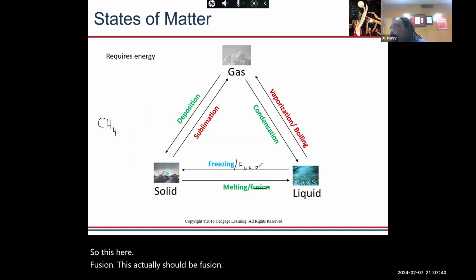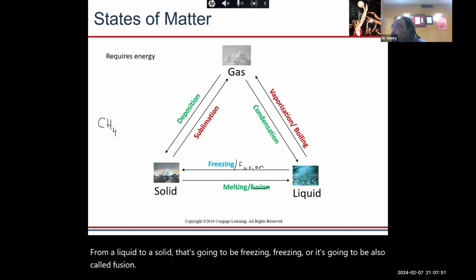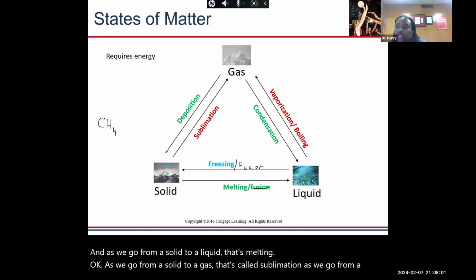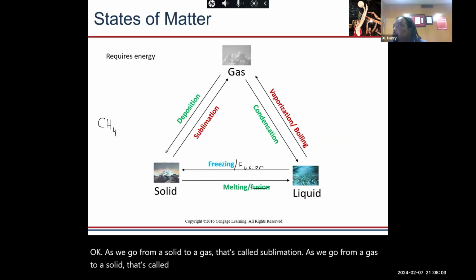As we go from a liquid to a solid, that's going to be freezing, also called fusion. As we go from a solid to a liquid, that's melting. As we go from a solid to a gas, that's called sublimation. As we go from a gas to a solid, that's called deposition. If you guys can fix that on your slides.